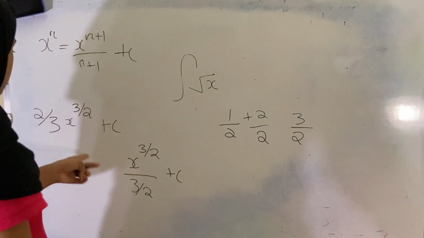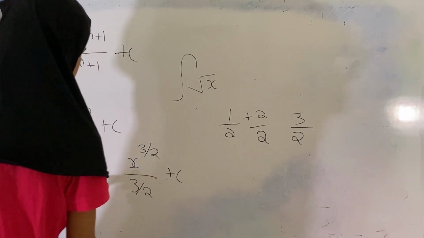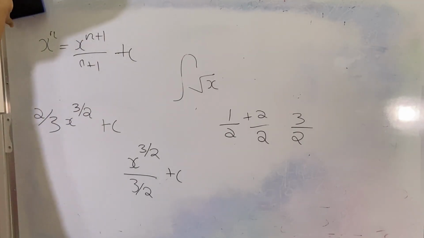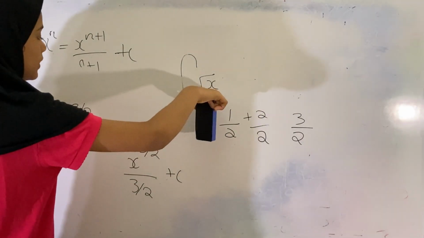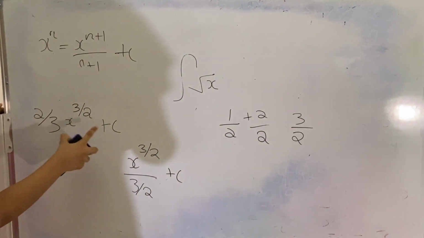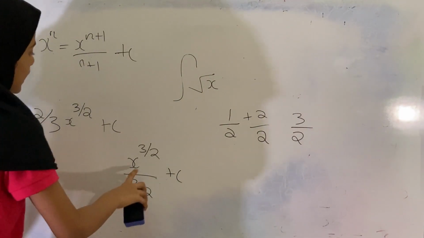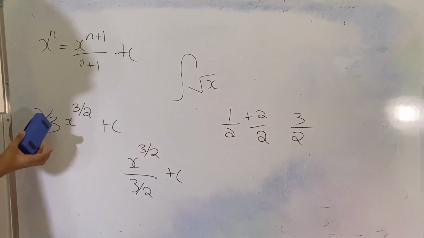Okay, so you can write in both ways. This is a little shorter, removing this division sign. So both of them are correct. The answer of root x is 2 by 3 x raised to 3 by 2, or x raised to 3 by 2 by 3 by 2. Both of them are correct.